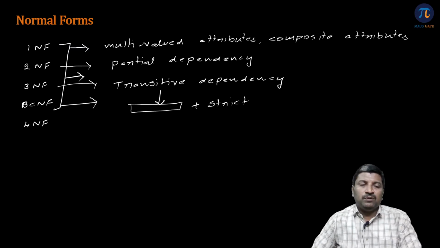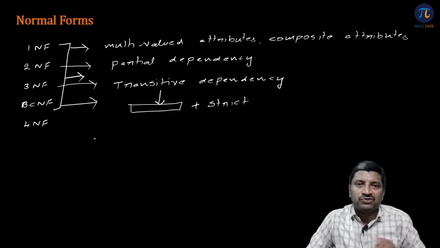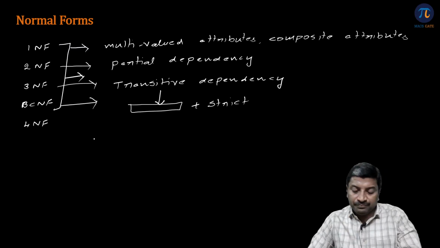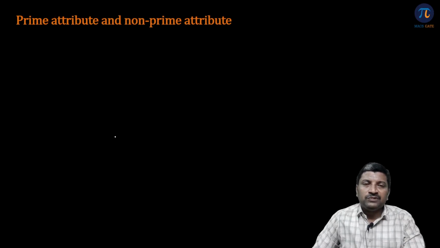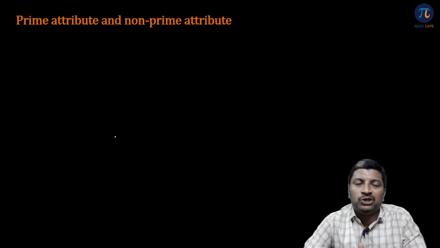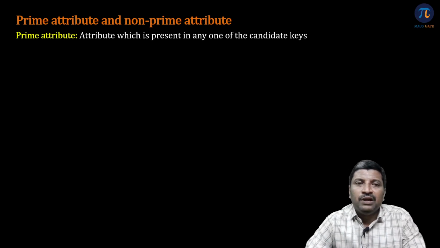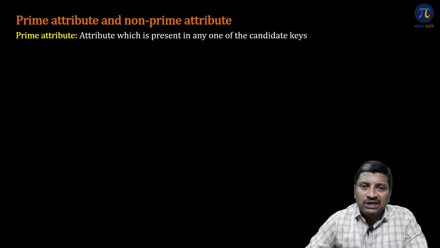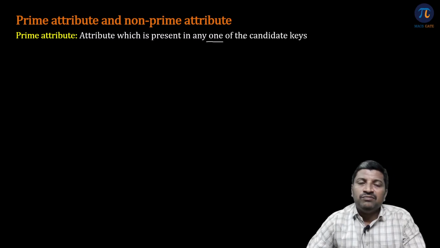Okay, so let us continue these normal forms one by one. Before going to normal forms, I need to recall the definitions of prime attribute and non-prime attribute. We have discussed these two in our earlier sessions. What is a prime attribute? An attribute which is present in any one of the candidate keys is called a prime attribute.